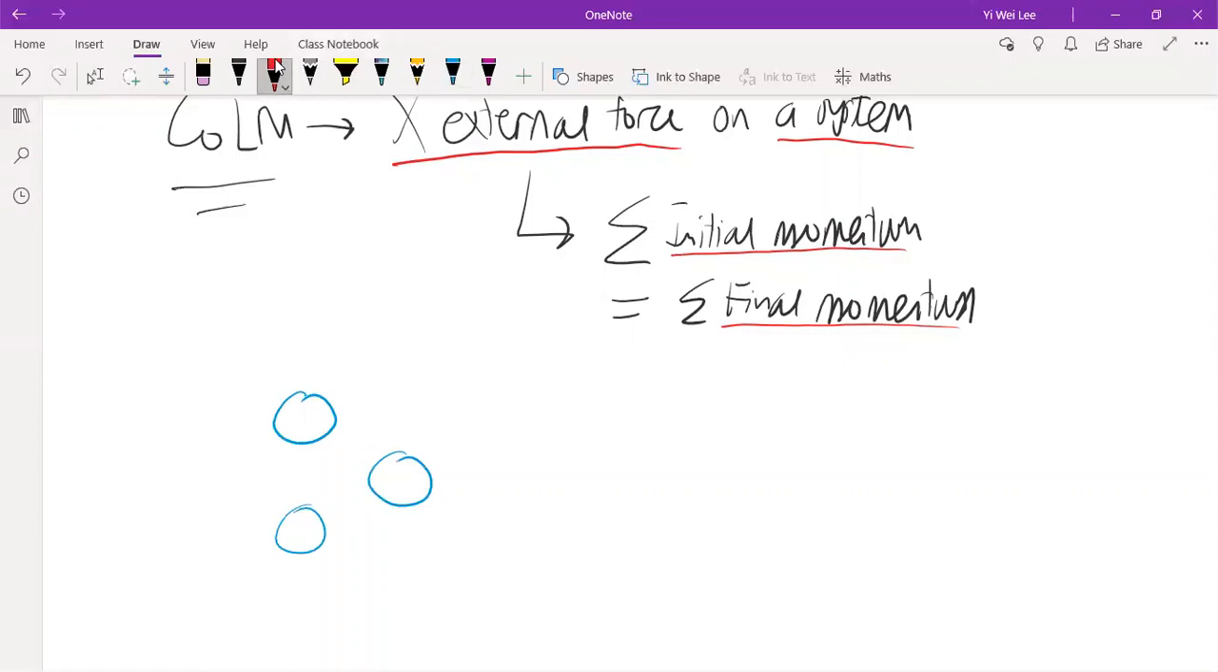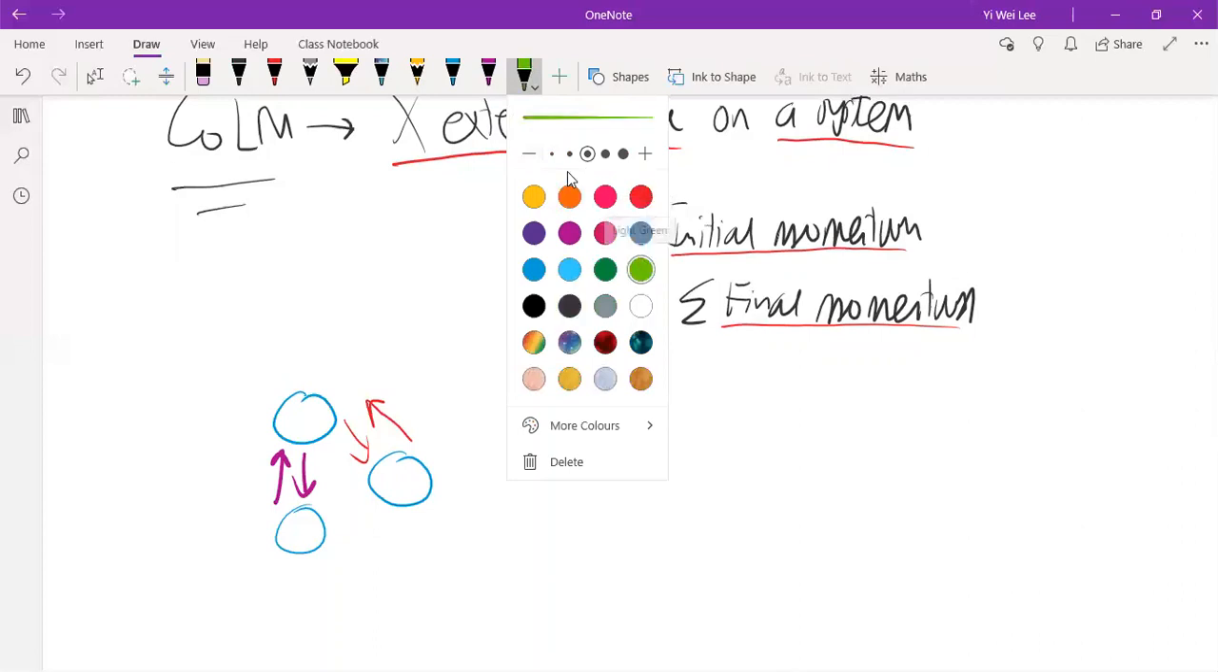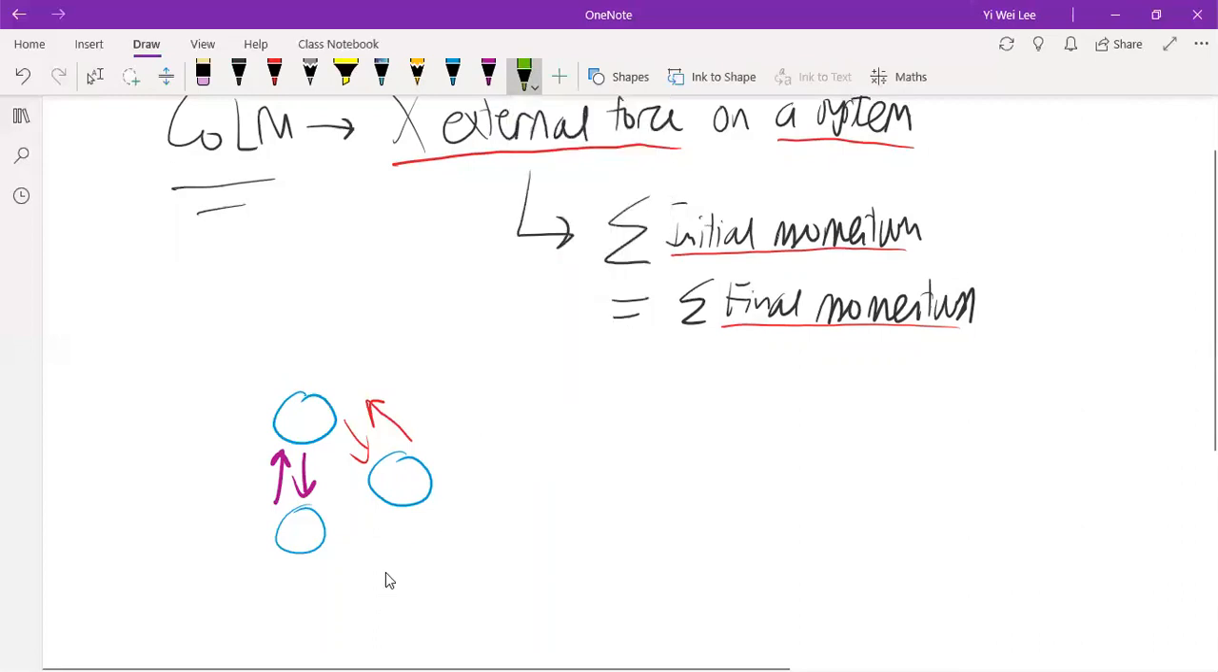If today I were to define a system, so let's say there are 3 particles. This particle exerts a force on this particle. And due to action-reaction pair, this particle will also exert a force on this particle. Subsequently, this particle will exert a force on this particle, and also, due to the action-reaction pair, this particle will also exert a force on this particle. Let me give a different scenario. Let's say this particle also exerts a force on this particle, and due to action-reaction pair, this particle exerts another force on this particle.